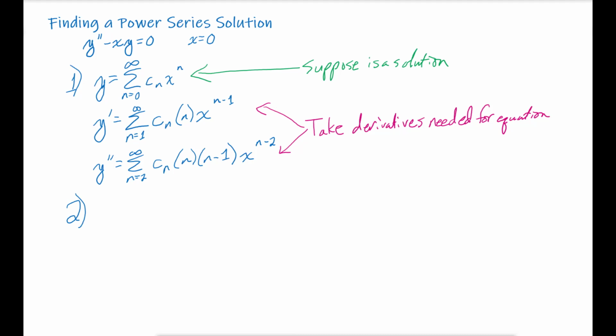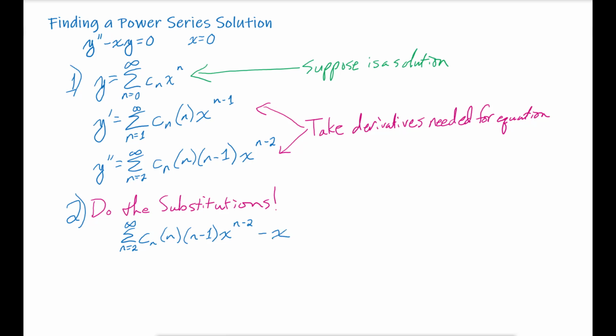Our second step is going to be plugging them in. So let's do the substitution. So y double prime substituted in, we're going to put in n equals 2 to infinity, that sum of c sub n times n minus 1 times x to the n minus 2. We're going to subtract from that x times y, and we're substituting in for y, n equals 0 to infinity of c sub n x to the n, and it's all going to equal 0.